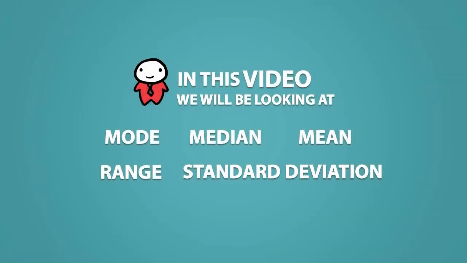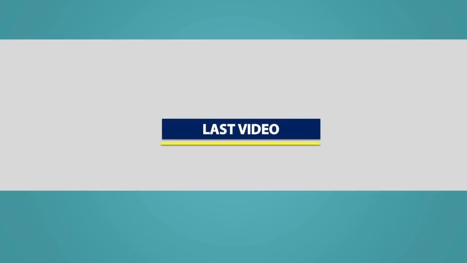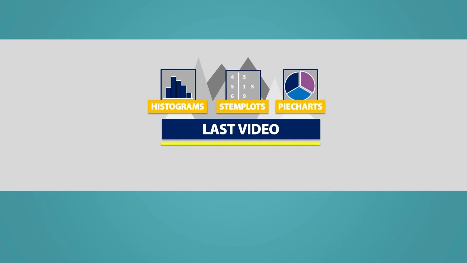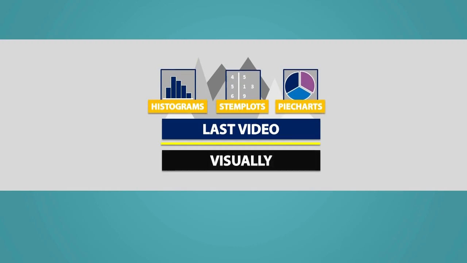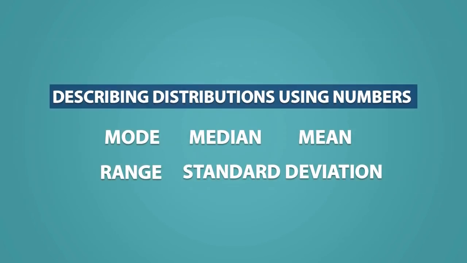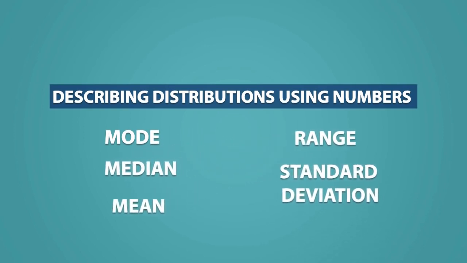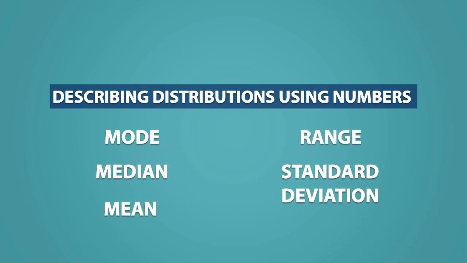In this video, we will be looking at the mode, median, mean, range, and standard deviation. In the last video, you saw how we can display a dataset using things like histograms, stem plots, and pie charts. We use these diagrams to help us visually display a dataset. However, there is another way we can describe a distribution, and that way is by using numbers. The mode, median, mean, range, and standard deviation give us numerical information about the distribution of a dataset.